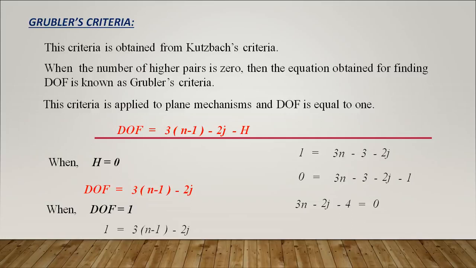So when a particular planar mechanism is given, and it is mentioned that it comes under Grubler's criteria, and the number of joints are given and the number of links are not given, we can find out the number of links with the help of this formula. So this Grubler's criteria is only considered for plane mechanisms, and that too they should have degrees of freedom as 1. That is the importance of Grubler's criteria.